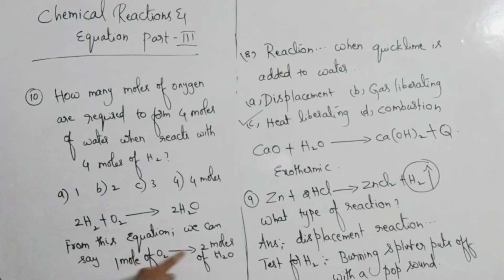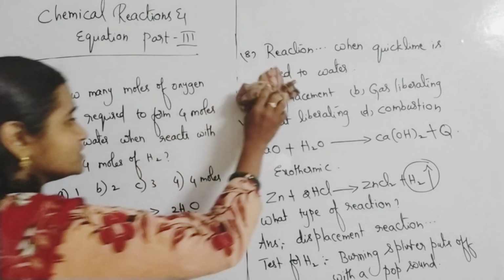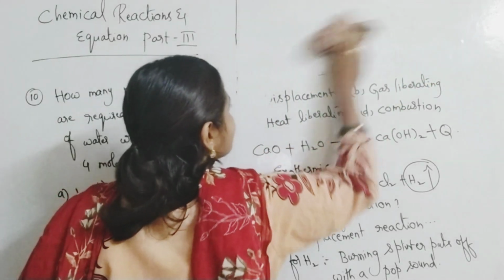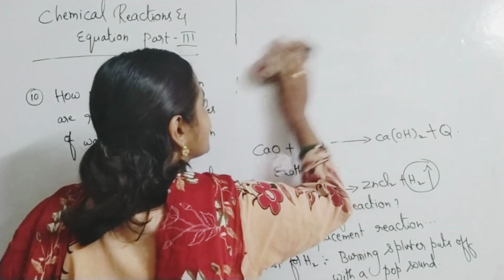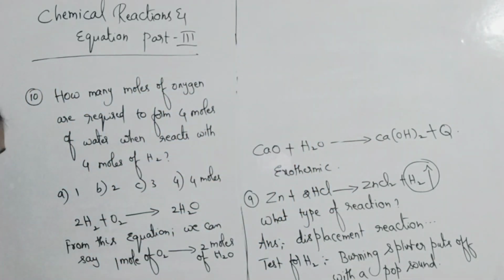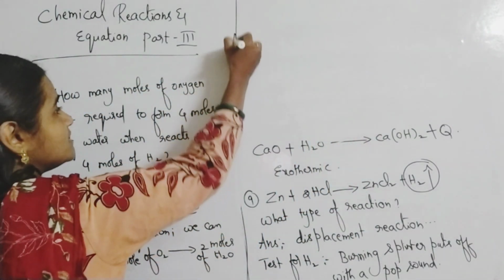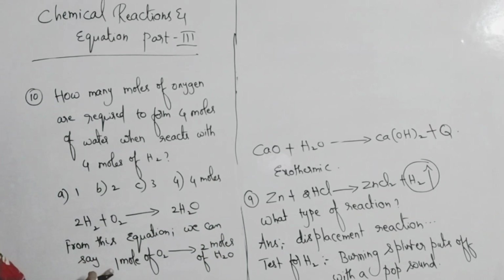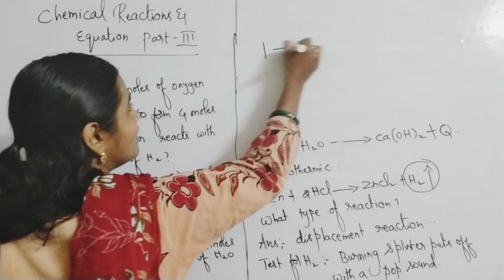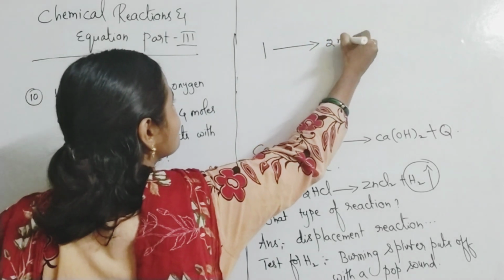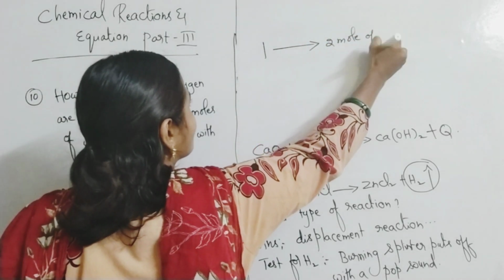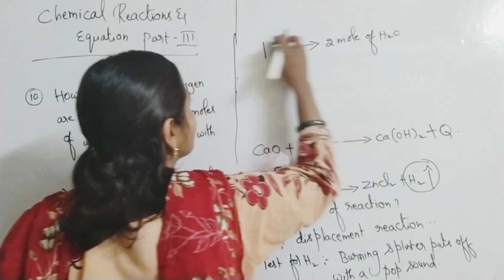1 mole is giving 2 moles. So if you want 4 moles, how much should you take? 2 moles you should take. You need to double. Check, you need to apply the rule of 3. From this equation, what information did you get? 1 mole of O2 is giving 2 moles of water.